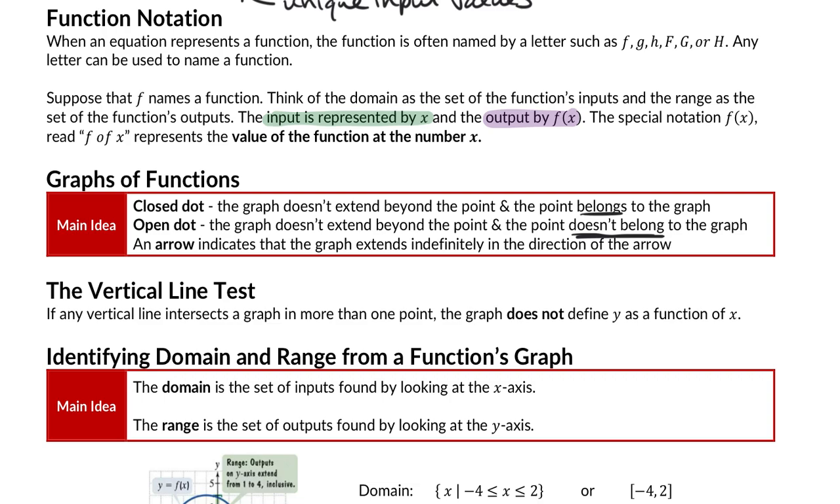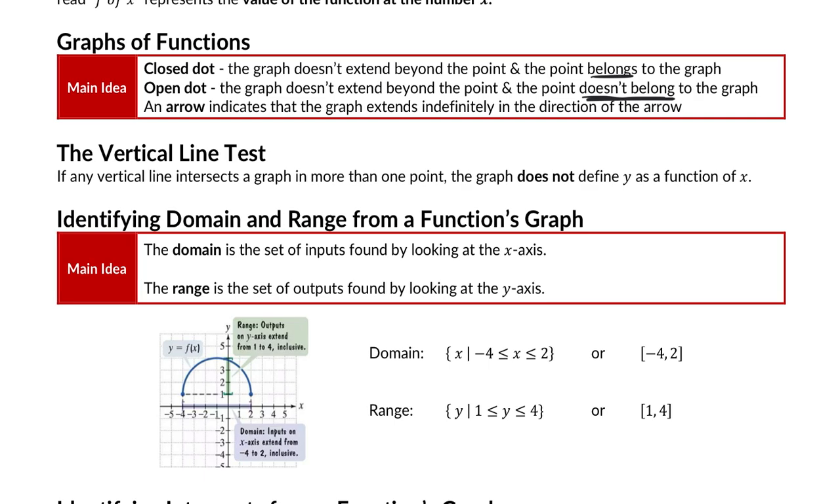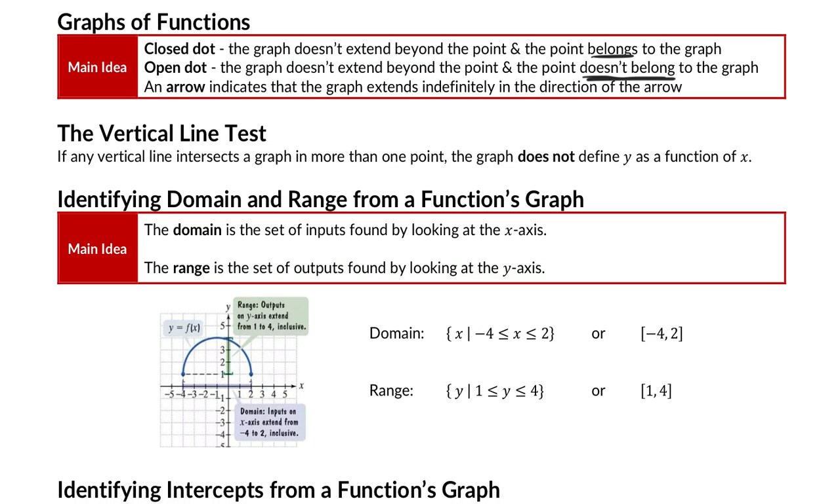Something else we probably know but forgot about is the vertical line test. If any vertical line intersects a graph at more than one point, then the graph does not define y as a function of x. So that question in Algebra 1 that they asked you, is this a function? You would take your pencil and move it across the graph and say, does it pass the vertical line test? It's the same thing. We're just saying that if the graph doesn't pass the vertical line test, it doesn't define y as a function of x.